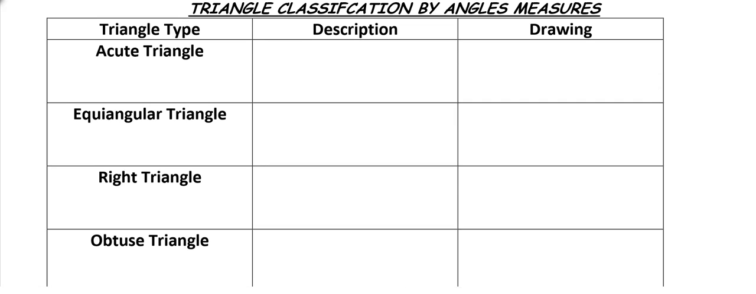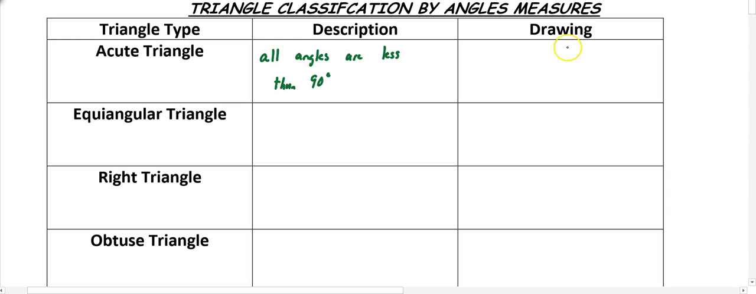When we classify triangles by angle measures, there are four types. The first one is an acute triangle. In an acute triangle, all angles are less than 90 degrees. So for example, we might have a triangle that could be 40 degrees, 50 degrees, and 60 degrees.